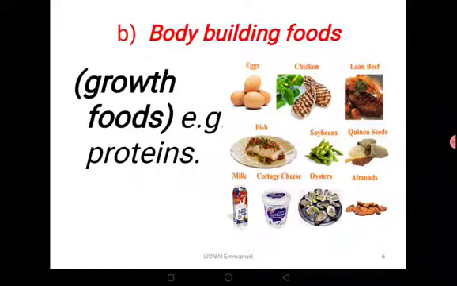The other one is the bodybuilding food. So let's look at some of the sources of these foods.